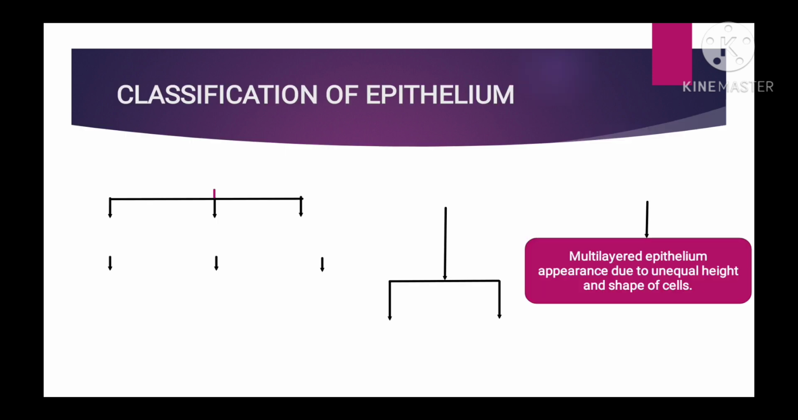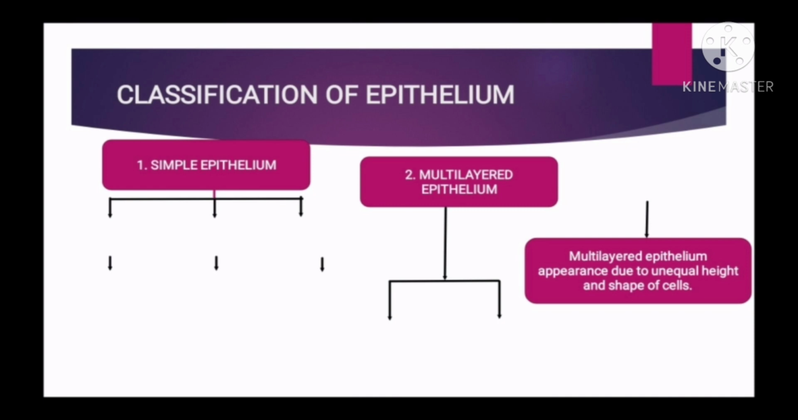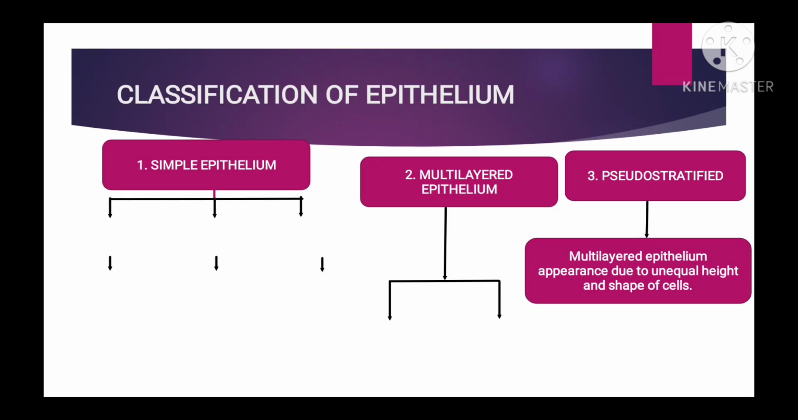Epithelium can be classified on the basis of number of layers of cells. Epithelium with only one layer of cells is described as unilayered or simple epithelium, and the cells are resting on a basement membrane. Epithelium with more than one layer of cells is termed multilayered or stratified epithelium, and multilayered epithelium is named according to the shape of the cells of the most superficial layer.